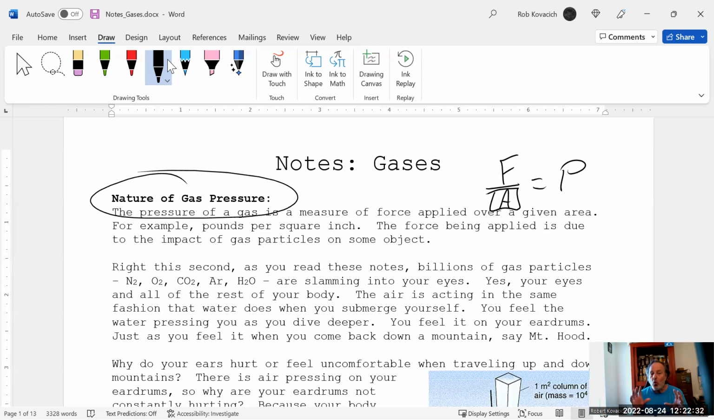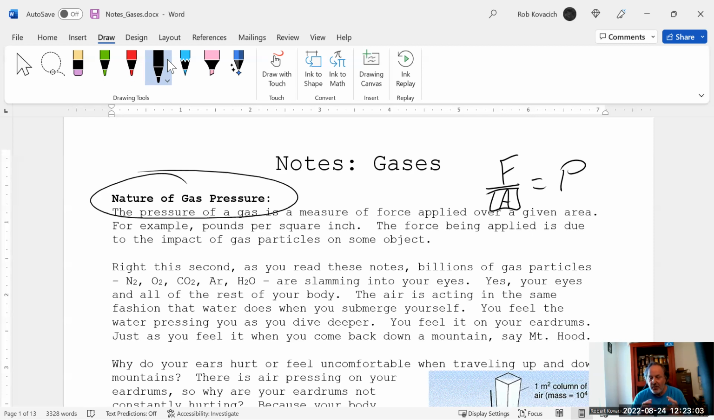Right now you are being pummeled with gas particles, nitrogen and oxygen for the most part. I mean, literally pummeled. Billions upon billions upon billions of these molecules are running into every portion of your body at hundreds of miles an hour. No joke. You have nitrogen molecules slamming into your eyeball at 300 plus miles an hour. Why are you not feeling that? We'll come back to that.